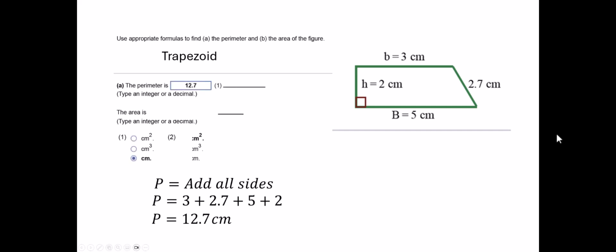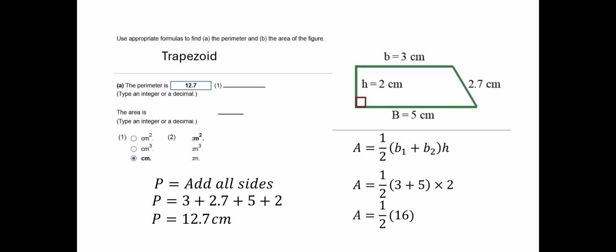Now let's look at the area. This formula is kind of interesting. We have B sub 1 and B sub 2. All that means is B sub 1 is the top base, that's what they call it, and B sub 2 is this base. So what's that going to look like? Well, the top base is 3, the bottom base is 5, 3 plus 5 is 8, times 2 is 16, 1/2 times 16 is 8. Now we're talking area, so that has to be centimeters squared.